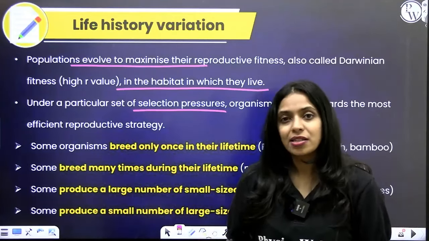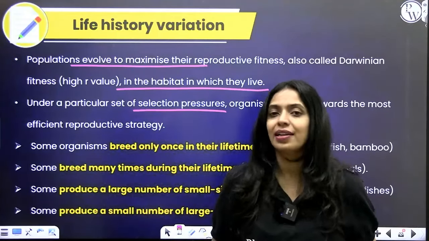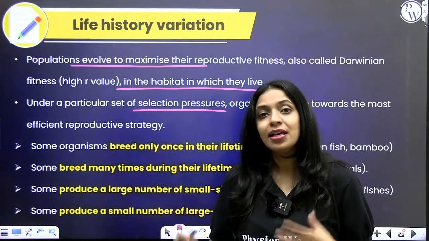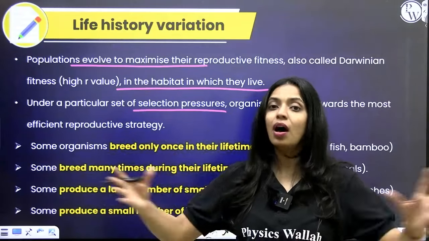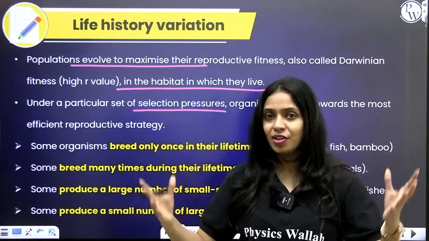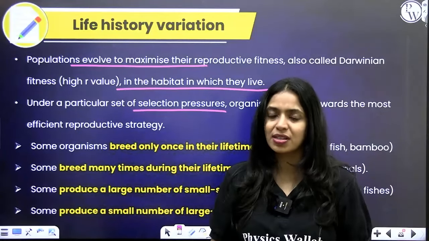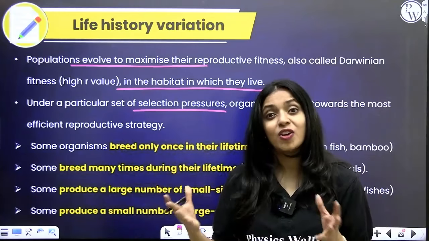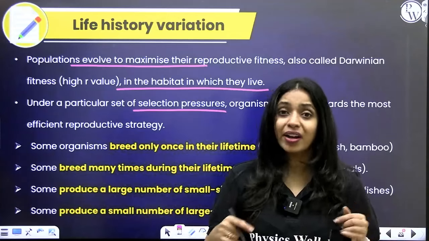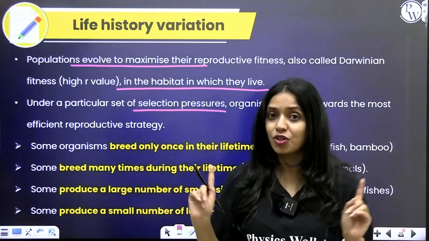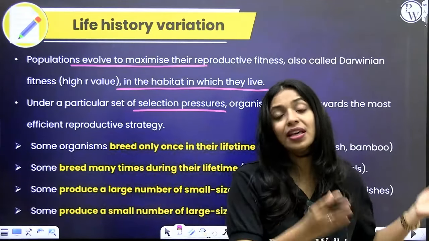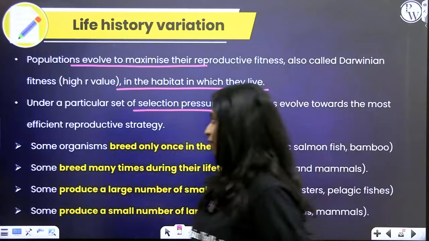There are some organisms that reproduce only once in their entire lifetime. There are some organisms that reproduce every year or more than once. There are some organisms that will produce a large number of offspring that are small in size. There are some that will produce fewer organisms that are larger in size. So each of these is different. The strategy is different. But these organisms have evolved these reproductive strategies according to how their environment was. What were the selection pressures that were operating at that time? According to that, they have evolved. That is what we are going to be learning under life history variation.